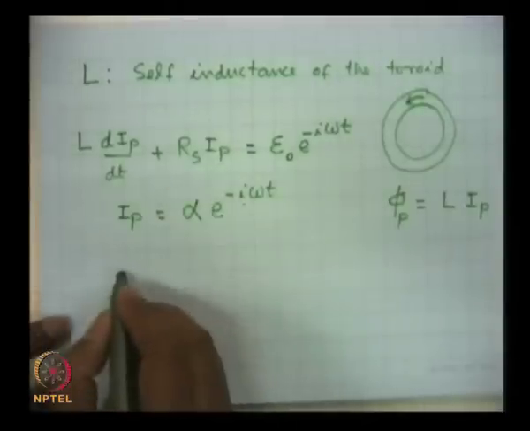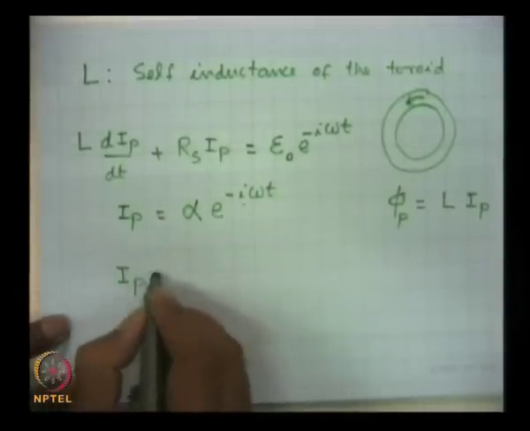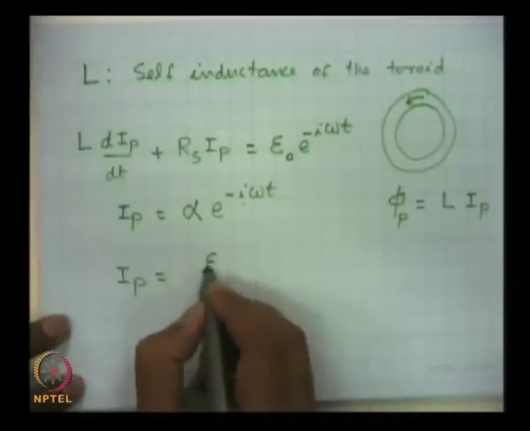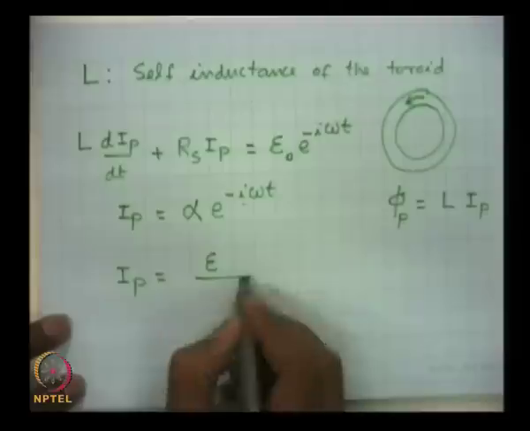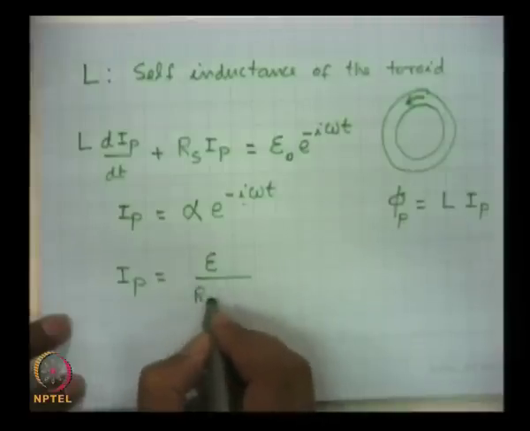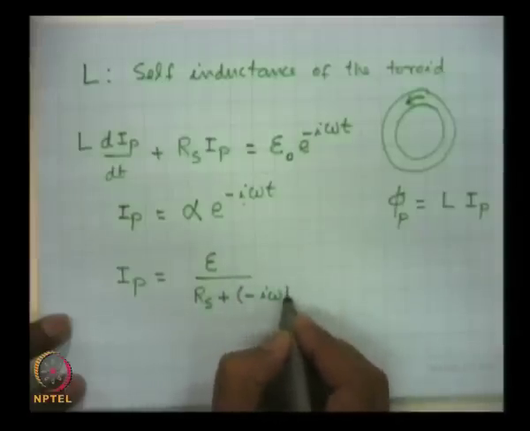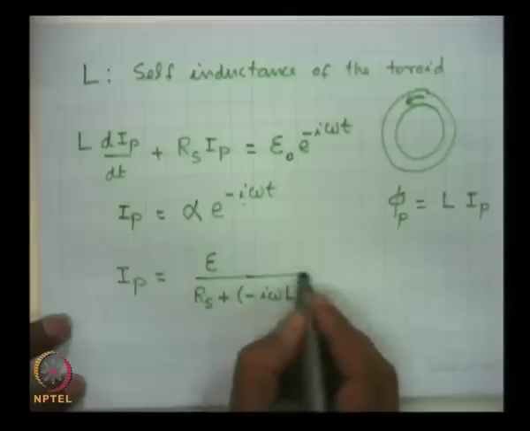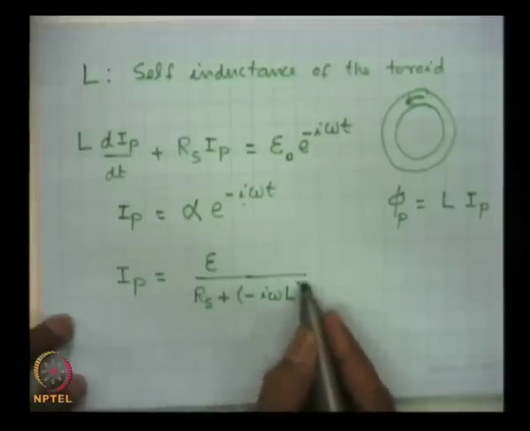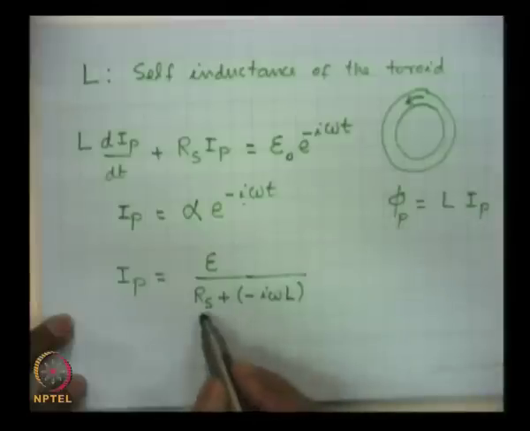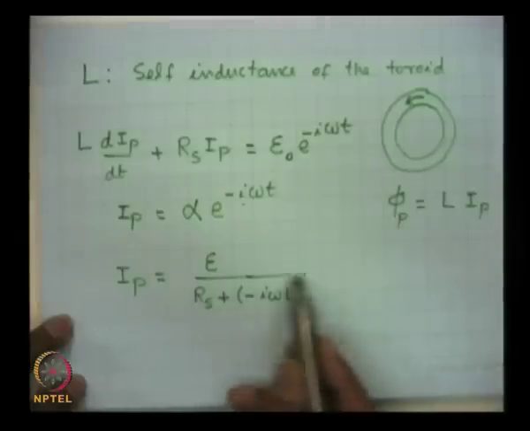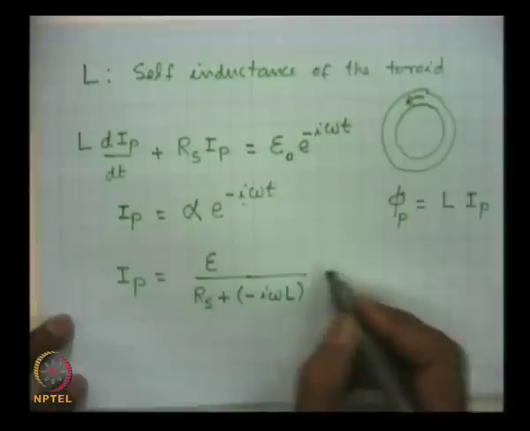So this gives me Ip is equal to EMF that you are introducing divided by Rs plus minus i omega L. This is the impedance due to the inductor, inductive part, this is the resistive part. Total is the impedance of the plasma.